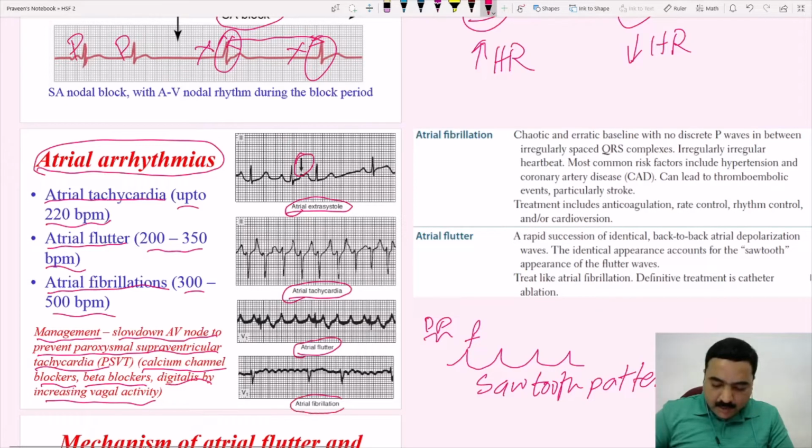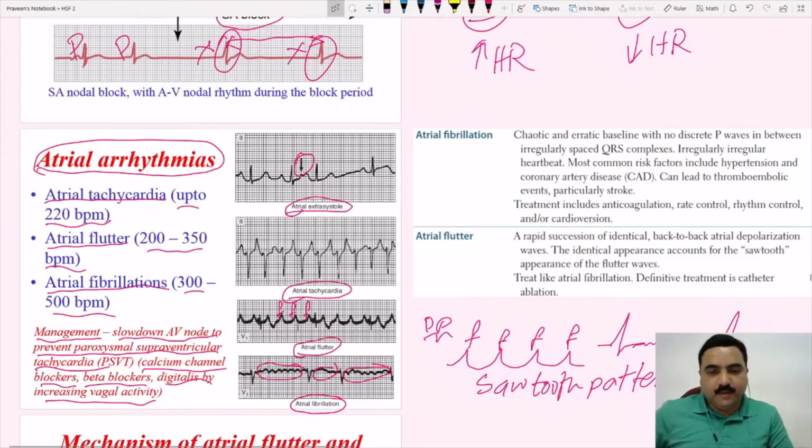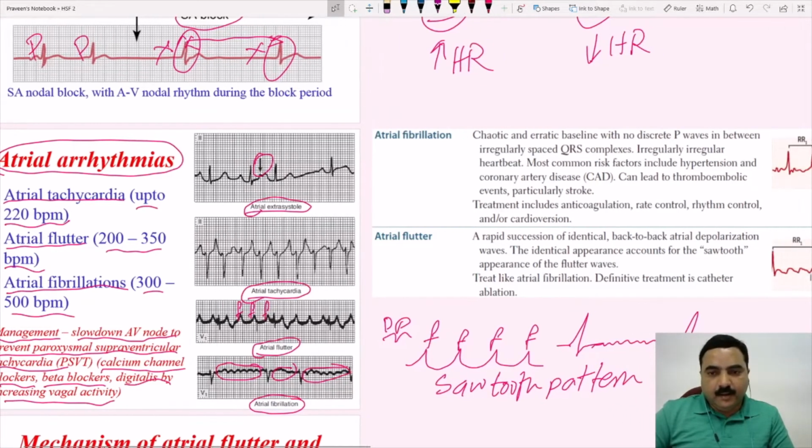But if it goes down again to fibrillation, you can't see the flutter waves. Instead, between one QRS complex and another QRS complex, what happens to the waves? It looks wavy. There is no constant P wave; instead the line is a wavy line. Whereas in atrial flutter you are seeing the F waves, the flutter waves, referred to as the sawtooth. So that is the major difference between atrial flutter and atrial fibrillation.